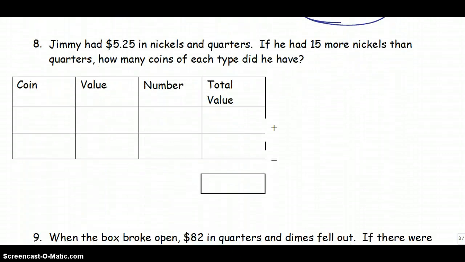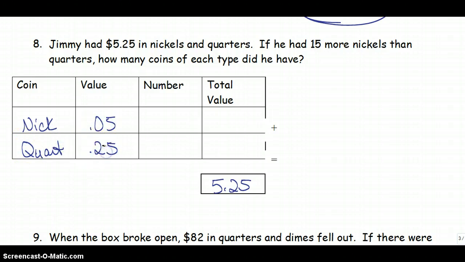Number 8. Jimmy had $5.25 in nickels and quarters. If he had 15 more nickels than quarters, how many coins of each type did he have? So he has $5.25 in nickels and quarters. Once again, we put in our value. He had 15 more nickels than he had quarters. So he has Q quarters, and the number of nickels he has is the number of quarters plus 15.